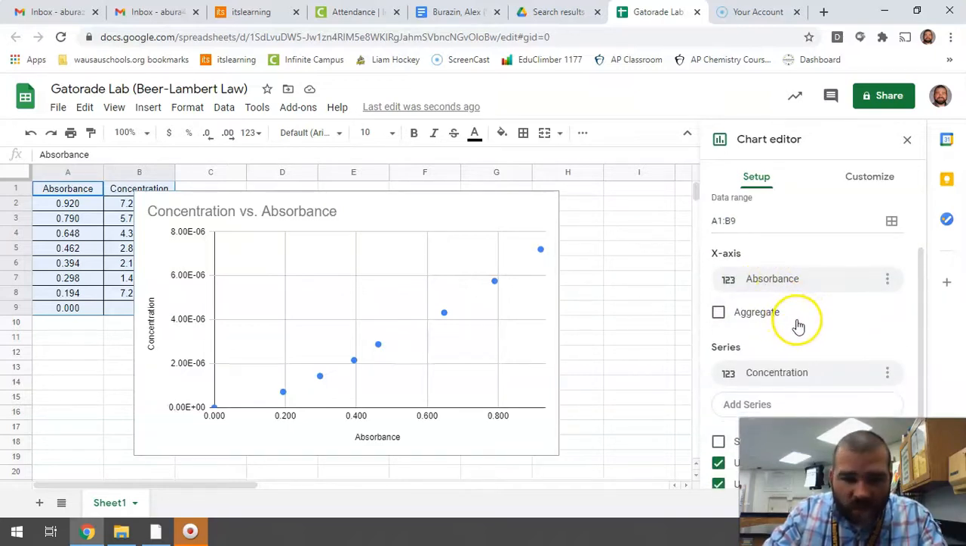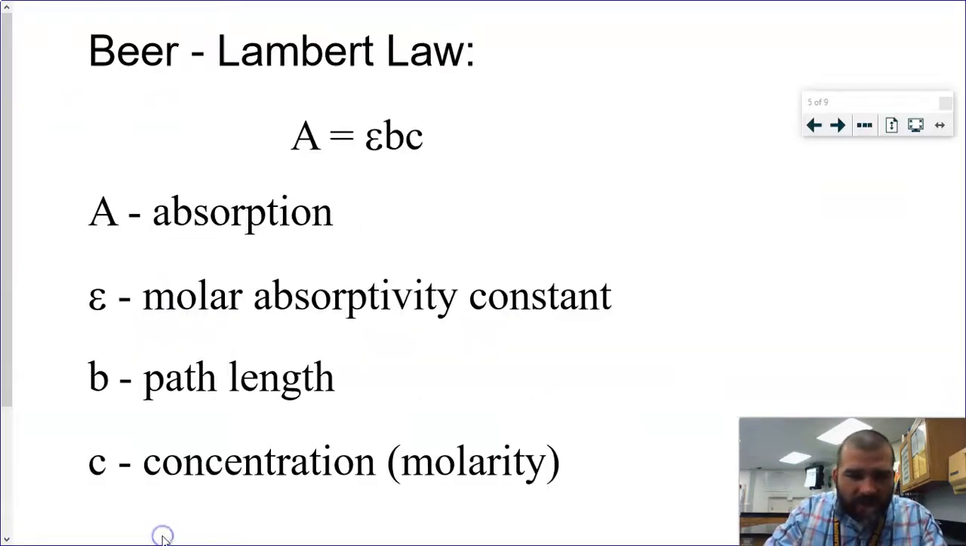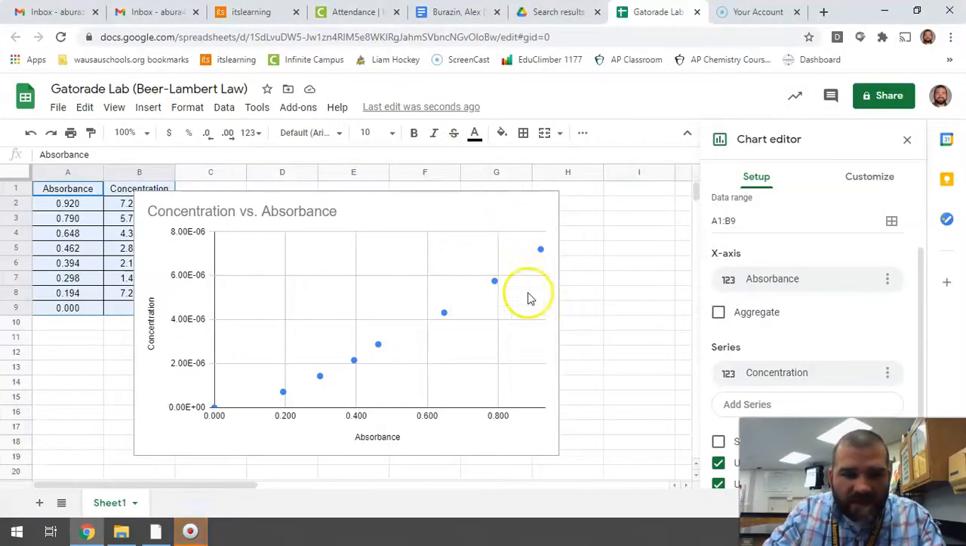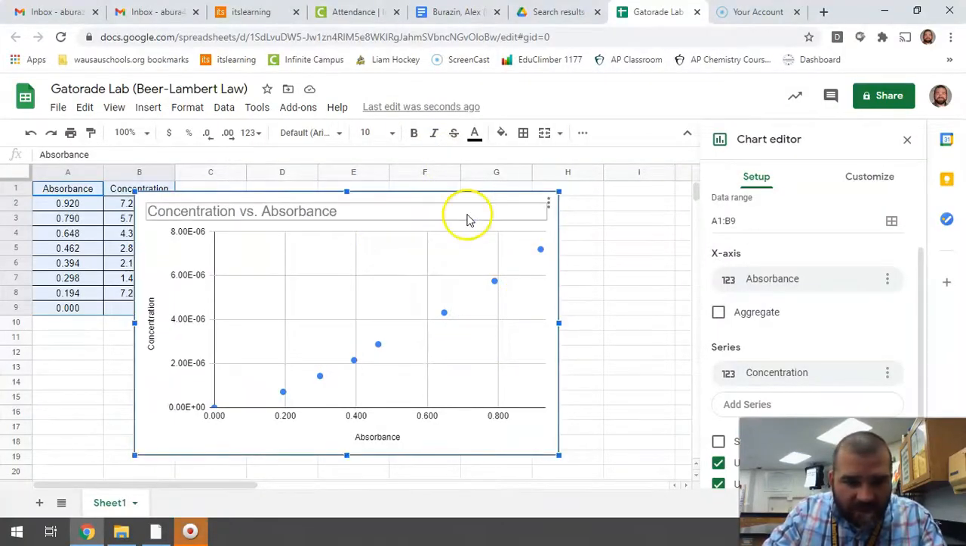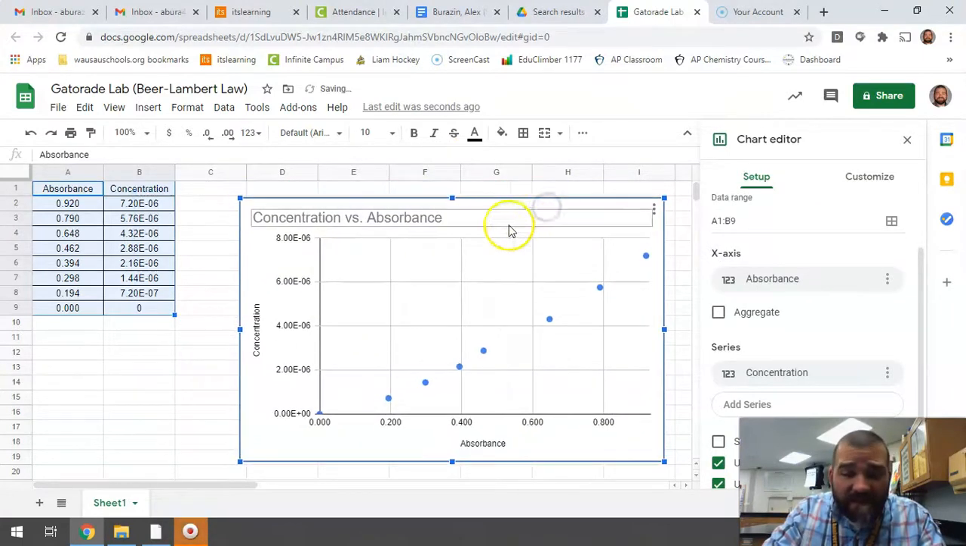I want to make sure of a couple things. Remember, with the Beer-Lambert law, let me switch back really quick, we have A equals EBC. When I set this up in terms of the slope-intercept form of a line, this is my y, this is my x: y equals mx. Our y-axis should be absorbance. Our x-axis should be concentration. Let's go back to the Google Sheet. Did it do that? Oh, it did not. Sad. We've got to fix it.